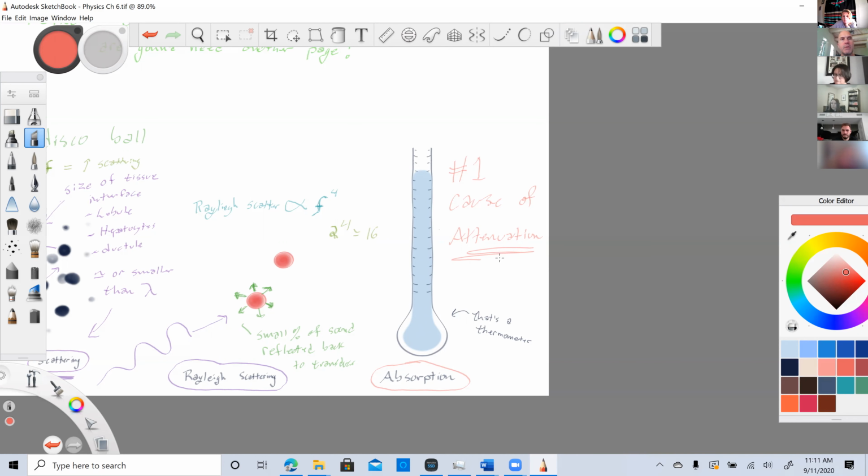Oh my gosh, attenuation coefficient. Let's see, what time is it? 11:11.